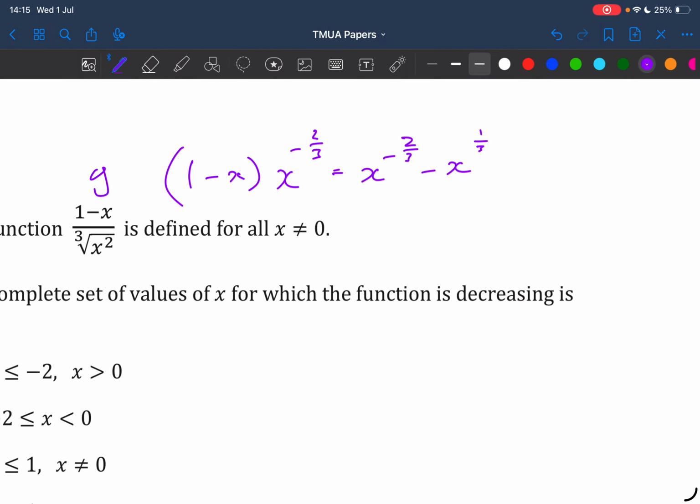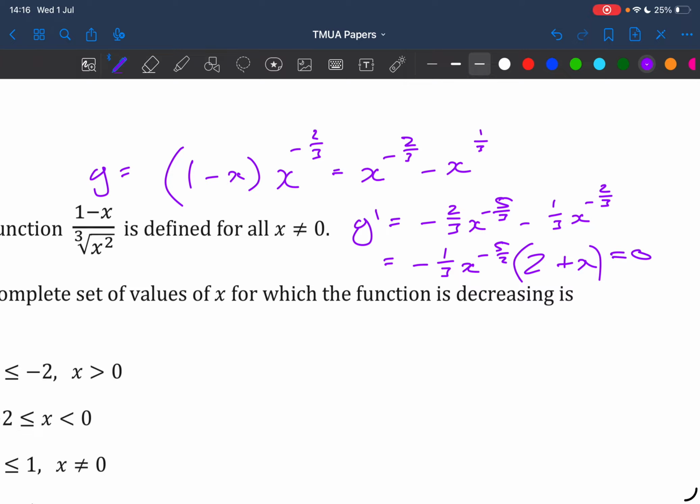So if we differentiate that, what do we get? I'm going to get negative 2/3 x to the negative 5 on 3 minus 1/3 x to the negative 2 on 3. I'm going to take out a factor of negative 1/3 x to the negative 5 on 3. So the left term, I need a 2. The right term, I need an x.